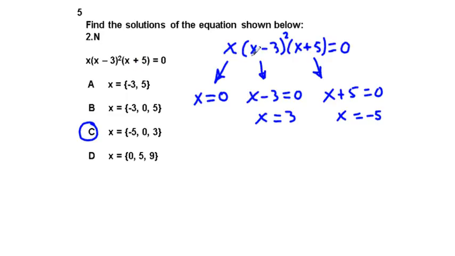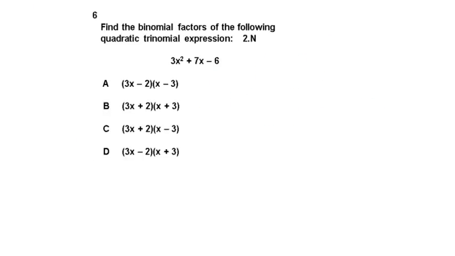Sometimes if you just look at this and you're a little lazy, you might be tempted to pick negative 3, then 0, then 5, or just negative 3 and 5. So anyway, that still should be quite easy.